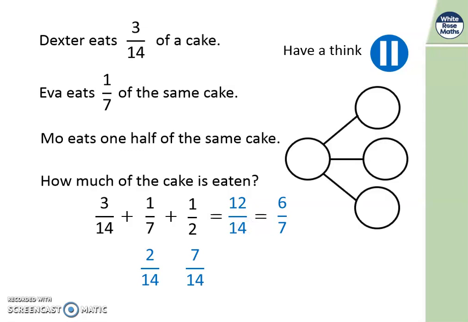Let's look at it now as a pothole model. So the whole amount that was eaten was 6/7, so we're going to put that here. And then the parts were 3/14, 1/7 and 1/2. Well done if you noticed that. That's going to help us in our next question.